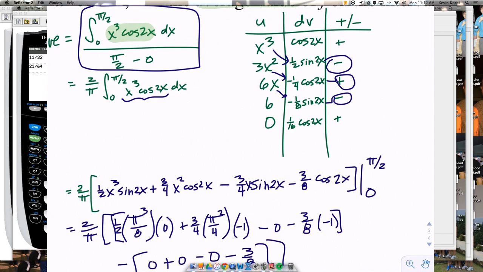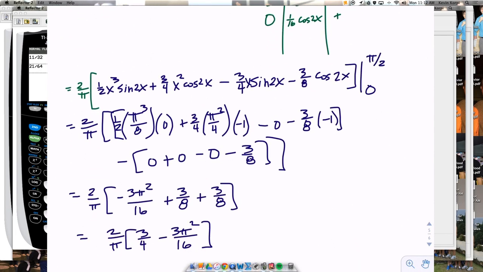Now, when you plug in, it seems like a daunting task. You got 2 over pi out there. When you plug in your pi halves to the two terms that have sine of 2x, it becomes sine of pi, which becomes 0. So the first and third term go away, and the other two terms, cosine of pi, end up being negative 1. So that's the first one there in the brackets.